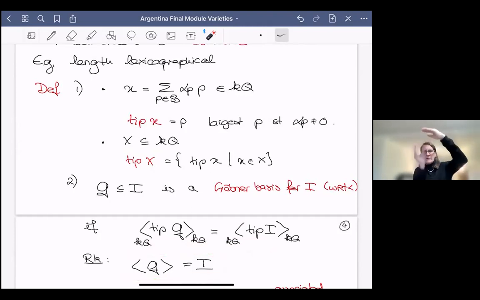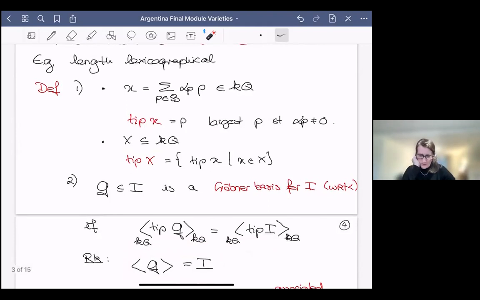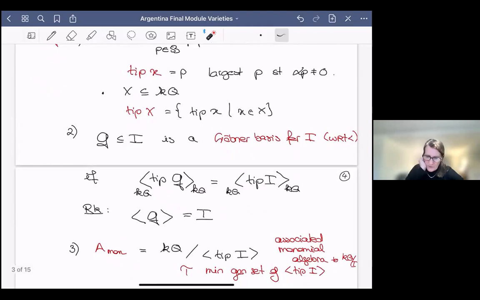So you have the tip and all that hangs down, and you say something about the tips, and it shows you that everything in some sense is equal. Okay, and now we can also define what the associated monomial algebra is. Namely, it's simply the algebra KQ over the two-sided ideal generated by the tips. And if we have a monomial ideal, then it always has a minimal generating set of paths, and this minimal generating set of paths is actually a Gröbner basis, and we denote it by T.